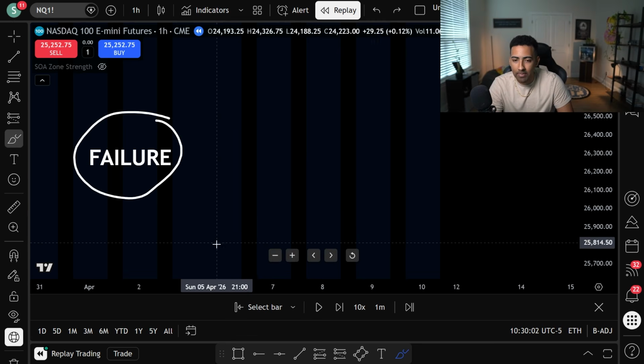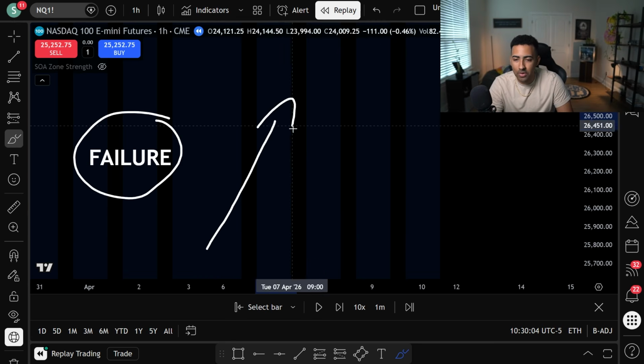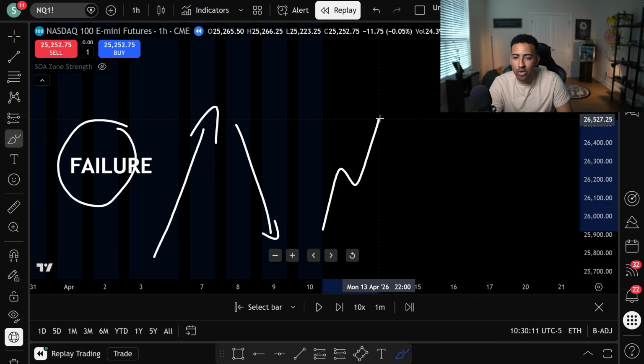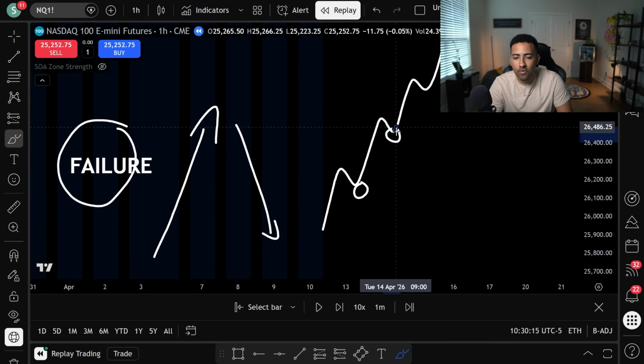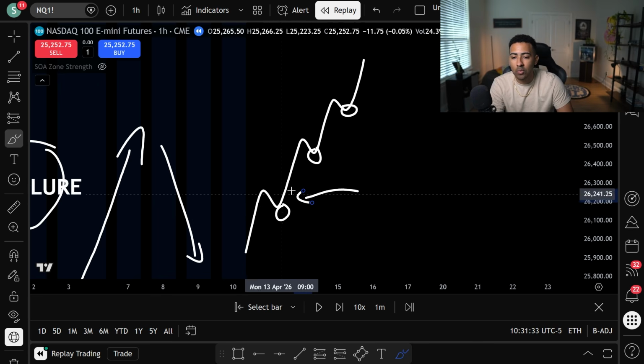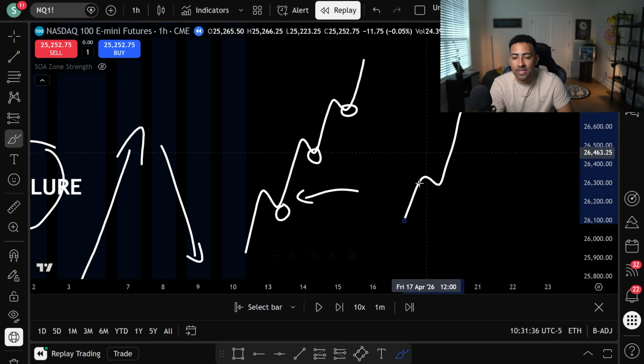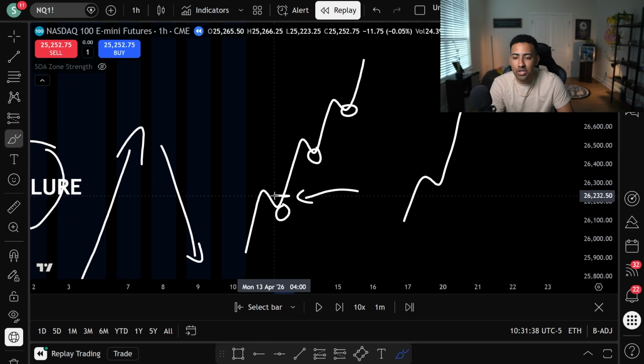So here's what's actually happening in the market. Price doesn't just go up or down in a straight line, right? It trends in one direction, and it pulls back against the trend. It tries to reverse over and over again. These failures that happen right here whenever we're looking to see if we're going to continue in the same trend or not, that's my signal to actually hop into a position.